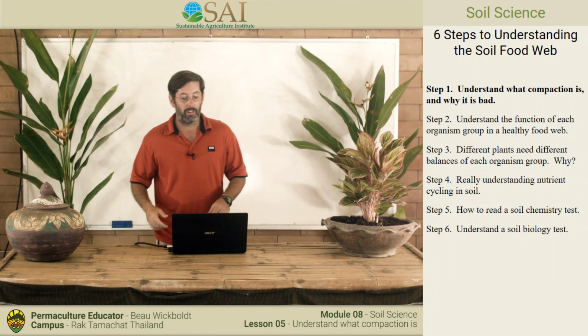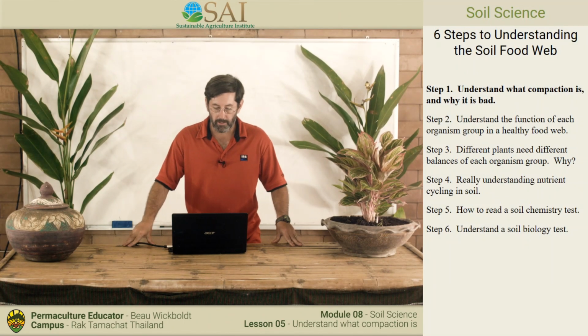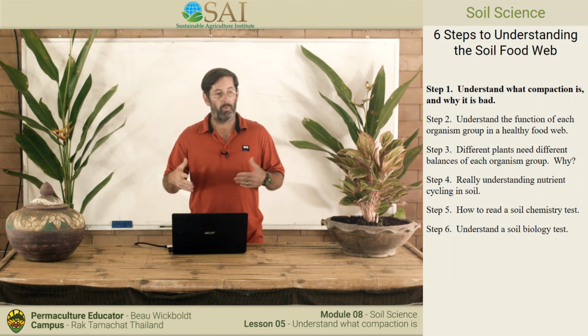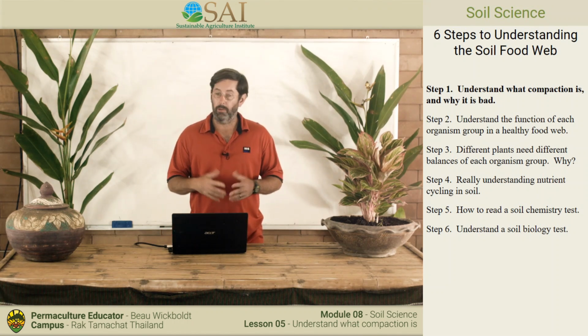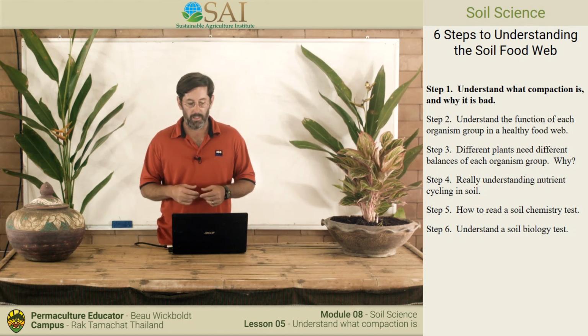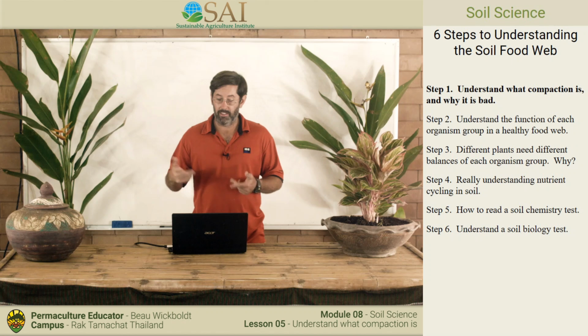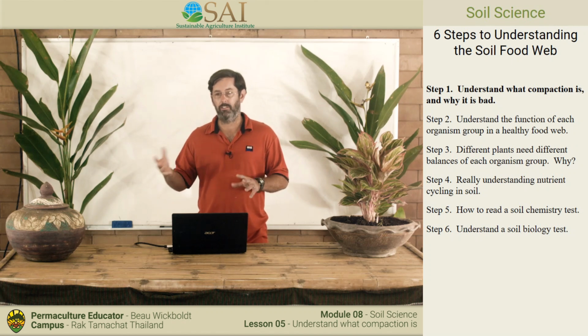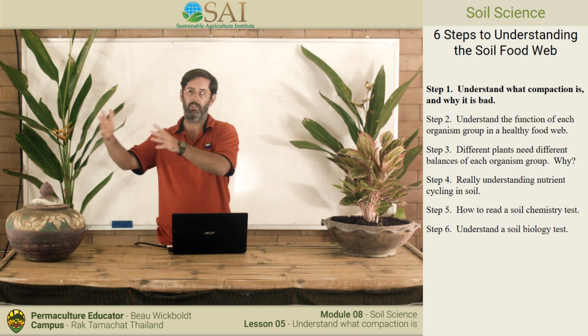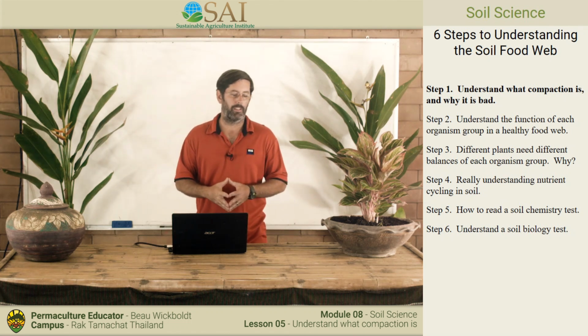The 6 steps to understanding the soil food web. So number 1, we're going to look at understanding what compaction is in more detail and why that's bad. Number 2, we'll look into understanding the function of each of our organisms in a healthy food web. Then we'll get into different plant needs and the balances of each organism group. So how we need to have balanced organisms, the trophic pyramid, in order to facilitate different plant needs.